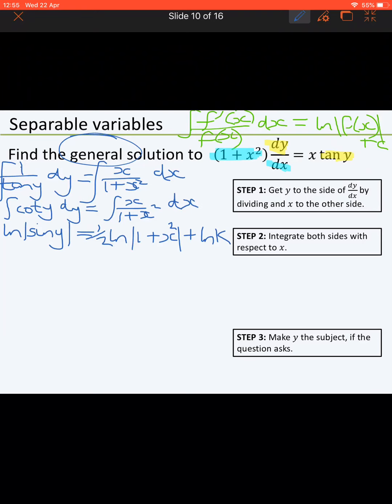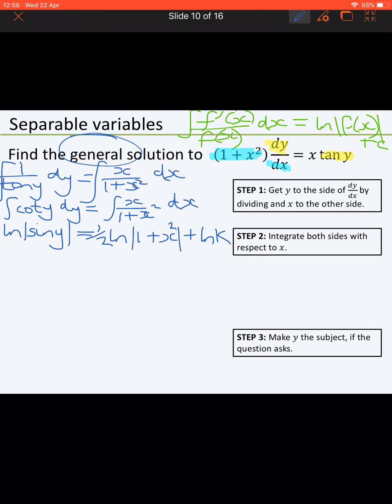Now what that allows me to do is when I get to that step 3, remember step 1 was separate and step 2 was integrate, step 3 was manipulate, it allows me to manipulate this expression to make it as close to y equals. We're not going to get all the way to y equals in this one, and it just makes the whole thing a little bit neater.